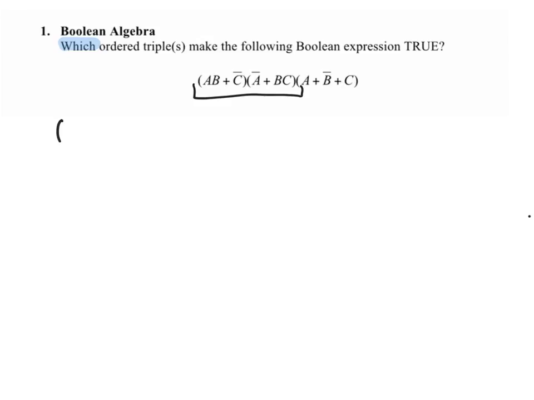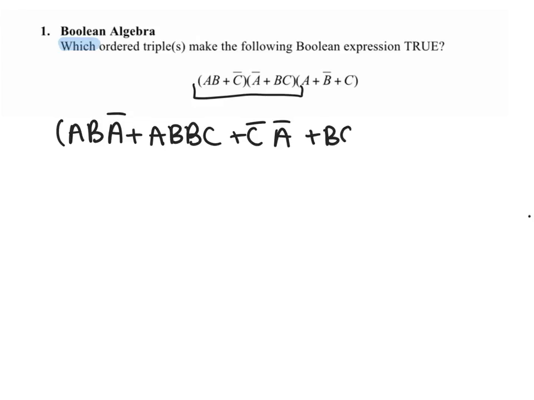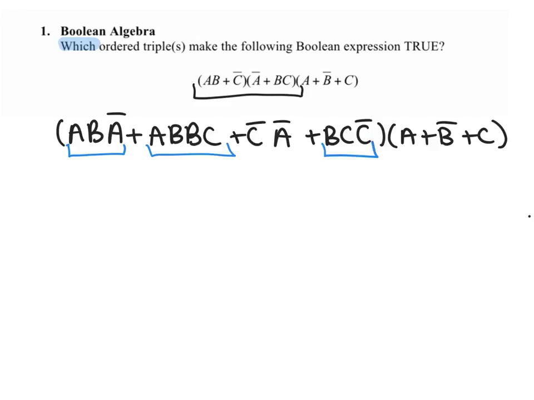And what you're going to get is AB times not A plus AB, B, C plus not C times not A plus B, C times not C, and then all of that is times A plus not B plus C. Now using our rules that we learned before, we can simplify some of these terms. So this term here, and this term here can all be simplified.